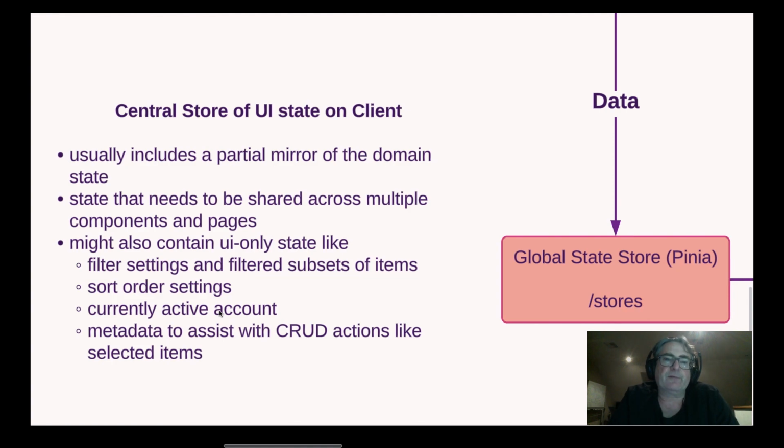This central store of state usually includes a partial mirror of the domain state, so it might involve a list of notes or whatever that is. Usually you use this for state that needs to be shared across multiple components and pages. But in addition to the state that comes from the database, it can contain state that only makes sense on the user interface, like the filter settings and the filtered subsets of items that the user has chosen, the sort order settings that the user has selected, etc. So what is the currently active account? That's a user preference, and metadata to assist with CRUD operations, like which items are selected for multi-actions.